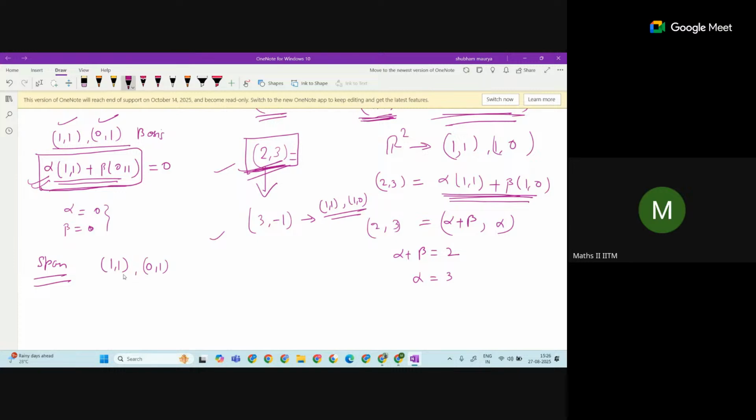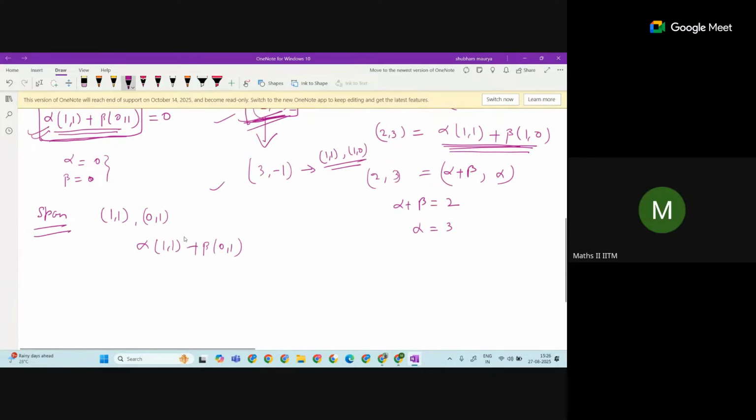Now I am taking a very general case, meaning I am not specifying values. Let's say I am giving an example, beta 0 1. I just took these two vectors and wrote the span of this, which is this set. What it means is that it is collecting all possible linear combinations of these two vectors.